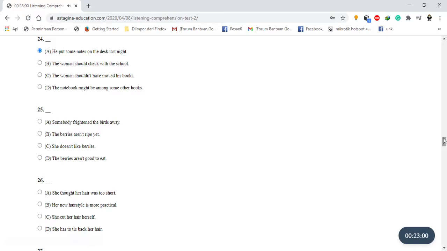Number 25. The berries on this bush look kind of tasty. Do you think I should try one? I wouldn't. Even the birds stay away from that bush. What does the woman imply?